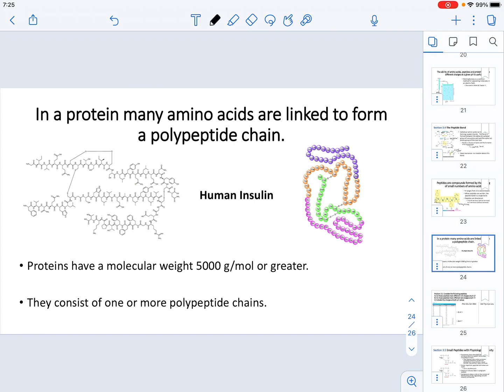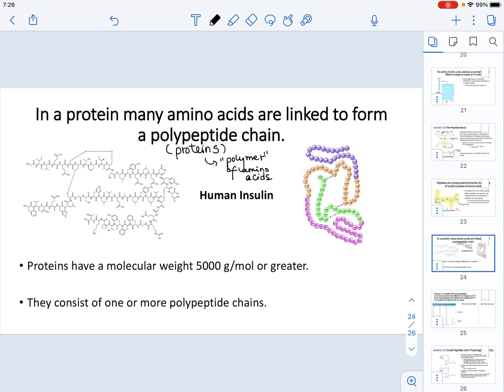So when it comes to a protein, understand that there's going to be many amino acids linked to form a polypeptide. The term polypeptide refers to proteins because they are in a way a polymer of amino acids, and there's going to be many peptide bonds in it. So that's where it comes from.